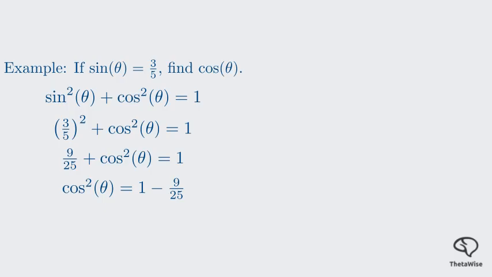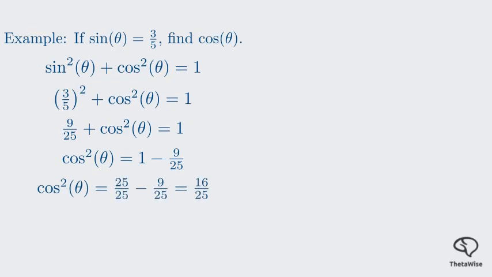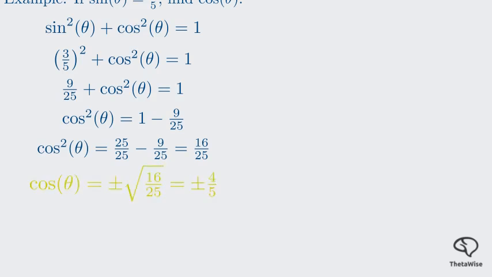To solve for cosine squared, we subtract 9/25 from both sides. 1 is the same as 25/25, so 25/25 minus 9/25 is 16/25. This means cosine squared of theta is 16/25. Finally, we take the square root of both sides. The square root of 16/25 is 4/5. Notice that we get both a positive and a negative answer. The sign depends on which quadrant the angle theta is in. For now, we'll assume it's in the first quadrant where all ratios are positive.